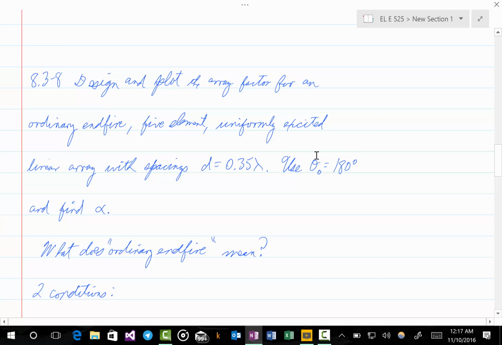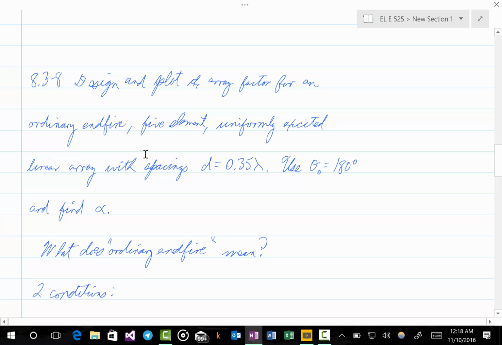Once again we're aiming for the main beam to be in the direction of 180 degrees, but the only difference is that whereas in the previous case the spacing between elements was 1/2 lambda, now the spacing is 0.35 lambda. And so we're asked to find alpha, but we're also challenged to design and plot the array factor. Now let's explore this idea, ordinary Endfire.